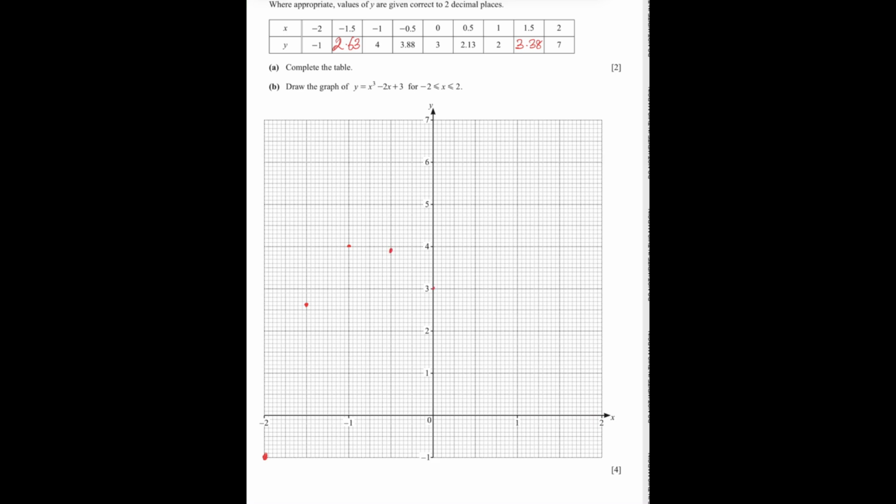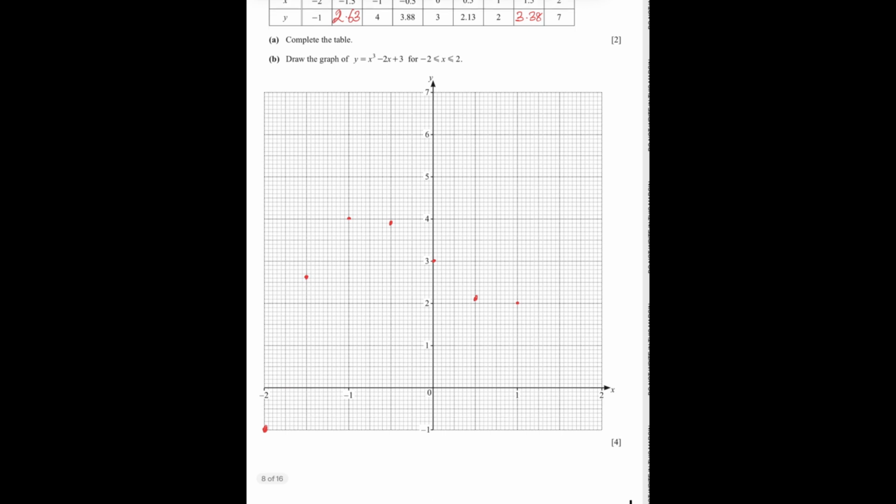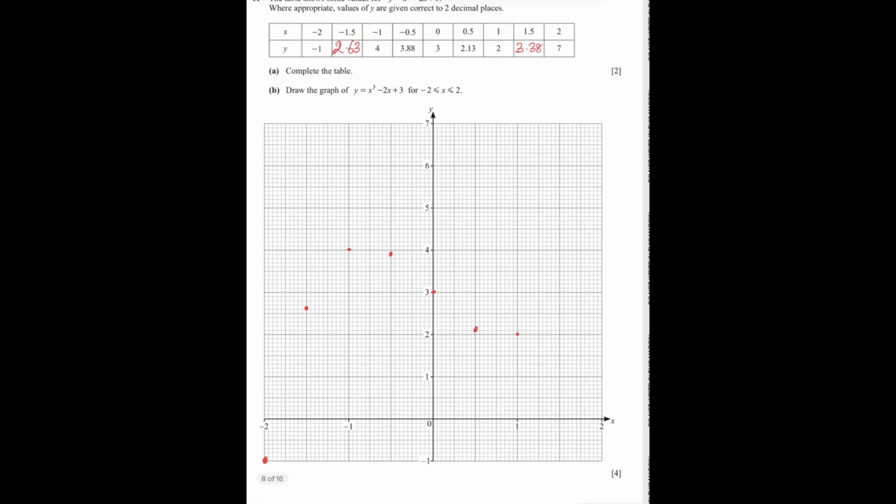0, 3 is here. 0.5, 2.1. 0.5 here. 1, 2 is here. 1.5, 3.4 is here. So 1, 2, then 1.5, 3.4, and somewhere here. 3.4 is somewhere here. 2.7 is here.